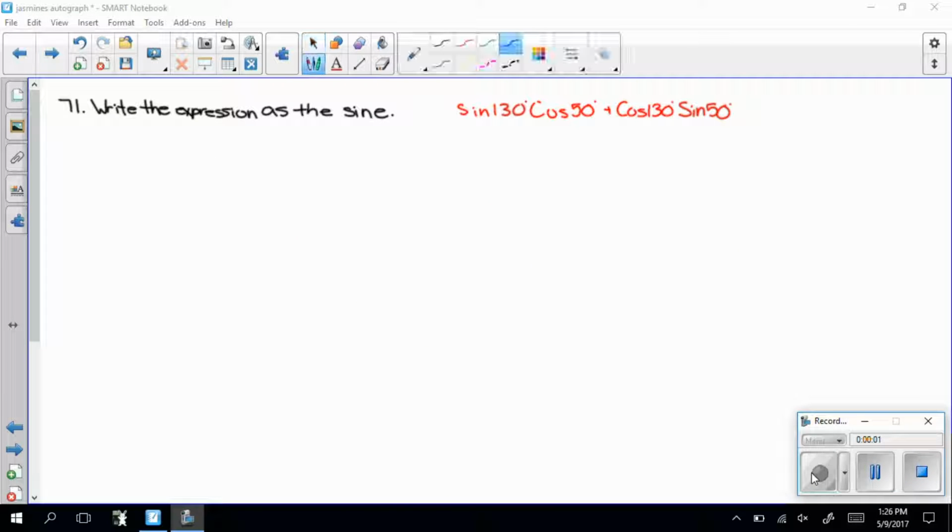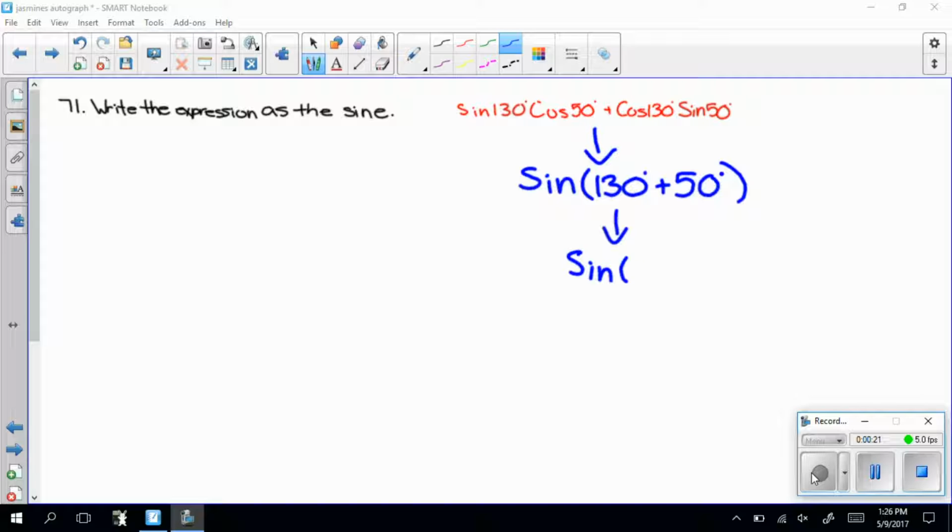Write the expression as the sine. Sine of 130 degrees multiplied by cosine of 50 degrees plus cosine of 130 degrees multiplied by sine of 50 degrees. Sine of 130 degrees plus 50 degrees is equivalent to this expression. This can then be simplified down to sine of 180 degrees, which, looking on the unit circle, would indicate that this is equal to 0.